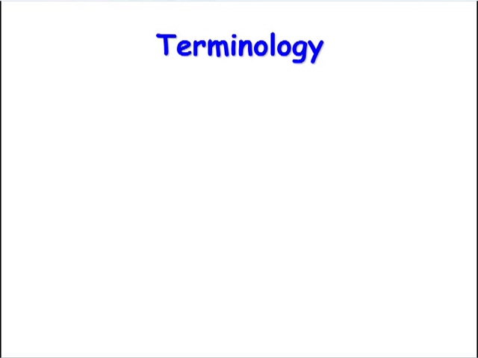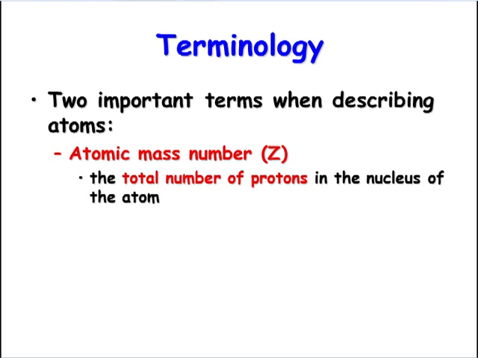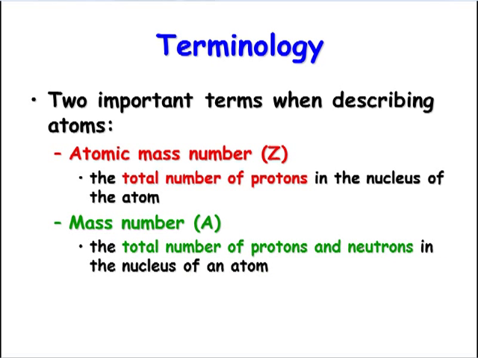Now, when we're describing an atom, there are two really important terms that we need to be familiar with. First is the atomic mass, and both of these terms will come from your periodic table, and it's the total number of protons in the nucleus. The second is the mass number, and it's the total number of protons and neutrons in an atom.